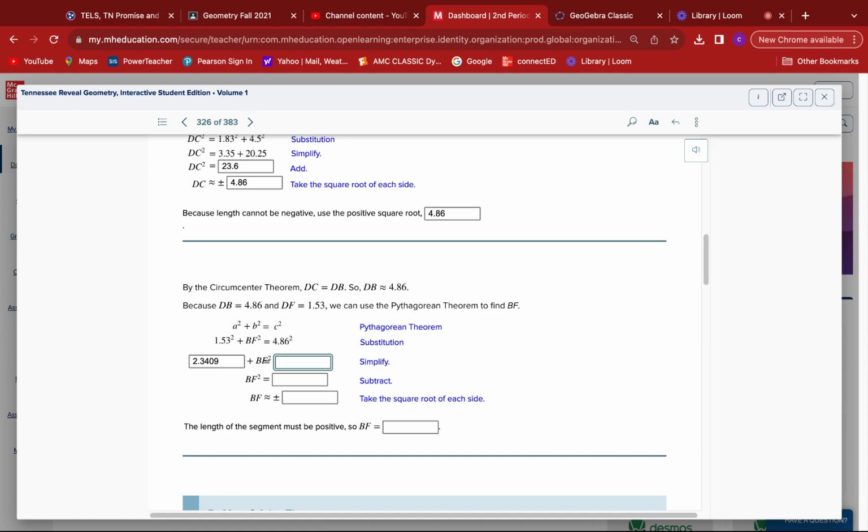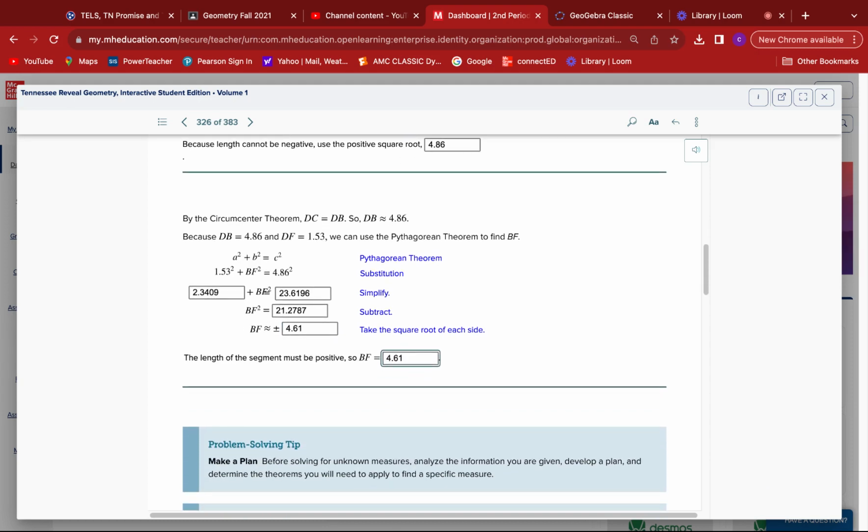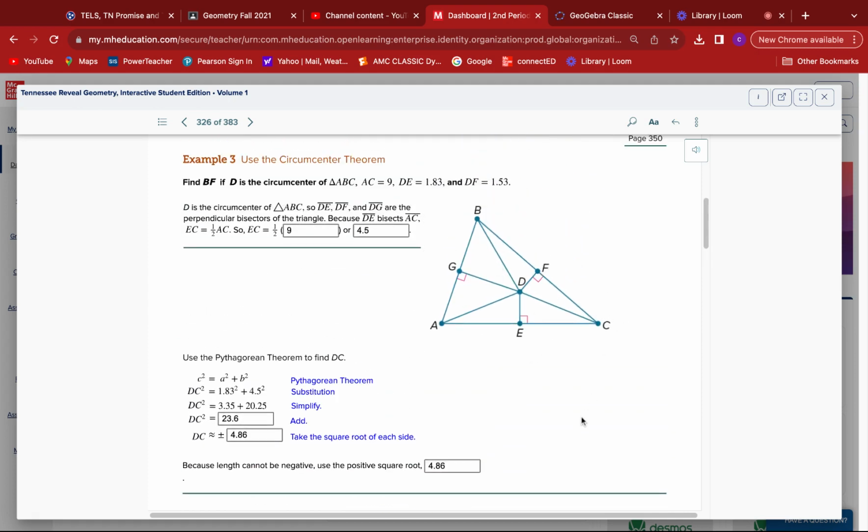All right, so that's 23.6196. We're going to subtract that 2.3409 to the other side. So I'm subtracting 2.3409 and end up with 21.2787. And the opposite of squaring is to square root that number. I'm going to round to the hundredth because that's what they're doing in the entire problem. So it's going to be 4.61, because the 2 after that 1 is not going to make a change. So BF is about 4.61, everybody. By the way, that's BF and it's also CF.